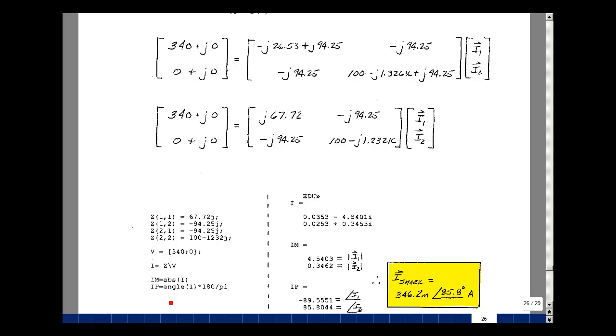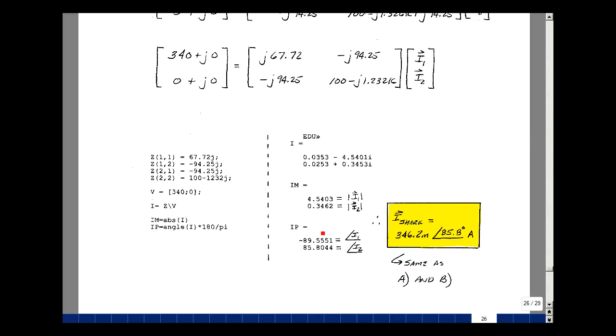You can also convert that to polar form by taking the ABS function of the current vector, and then likewise for the angle, taking the angle and multiplying it by 180 divided by pi. And the results are shown here on the right-hand side. And you can see here for my current I2, I have a magnitude of 346.2 milliamps at an angle of 85.8044 degrees. That's the same as parts A and B. And this is supplemental problem 815.